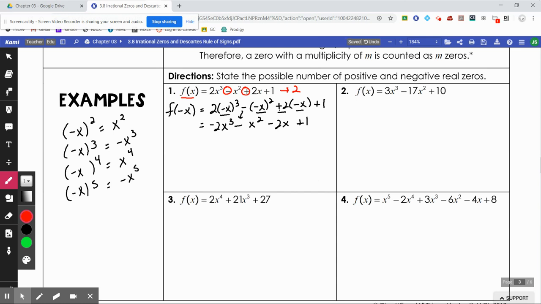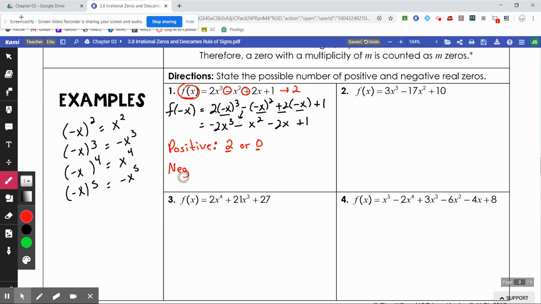How many positive real zeros do you have? Since there were 2 sign changes in f of x, you'll either have 2 or 0. You start with how many sign changes you have, and then you subtract 2, and if you need to, subtract 2 again. So you're either going to have 2 positive or 0 positive real solutions here.